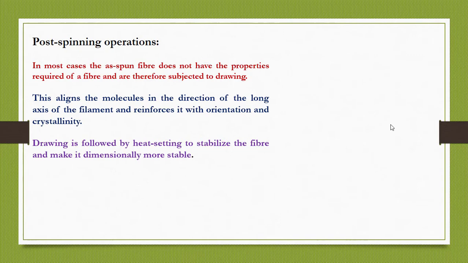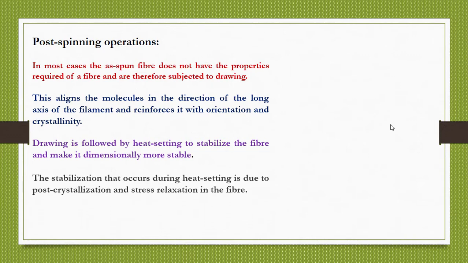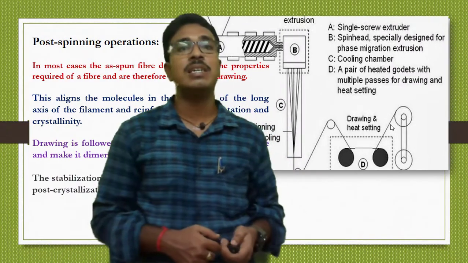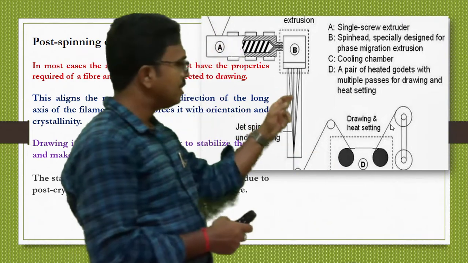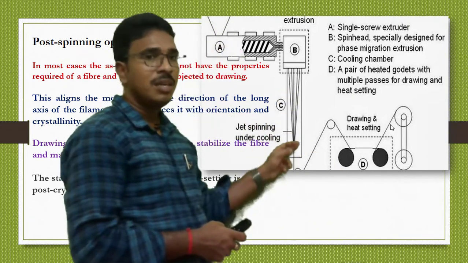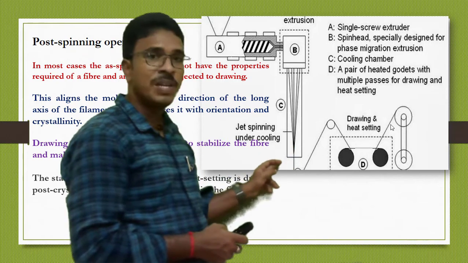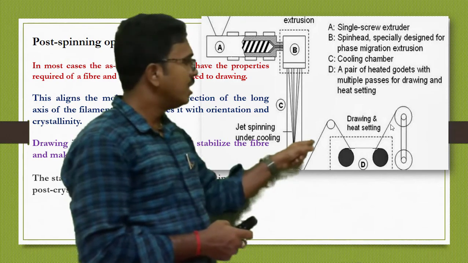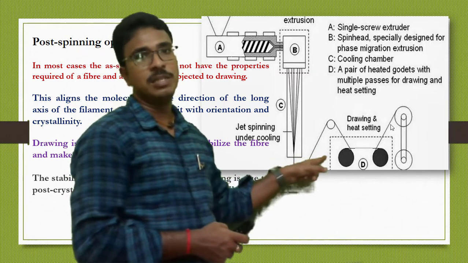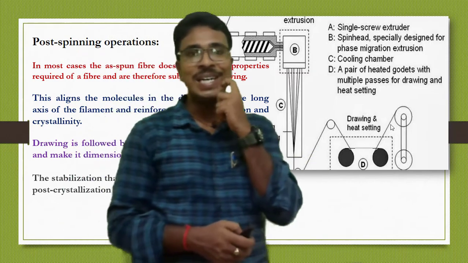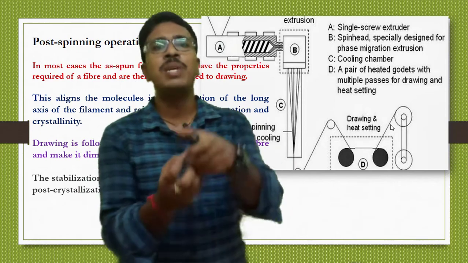Okay, soon after the drawing, we have a process called heat setting to make the fiber dimensionally stable. The stabilization that occurs during heat setting is due to post crystallization and stress relaxation in the fiber. Now you can see here the filaments, after being given the spin finish application, then go through drawing and heat setting operations. So why are we doing drawing here? During the drawing process, we are simply stretching.